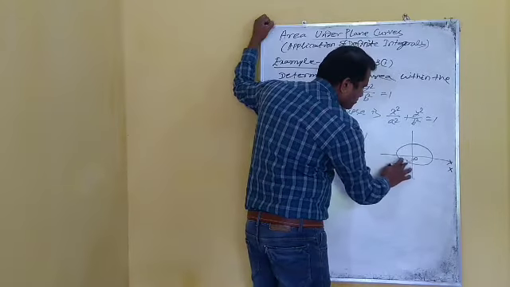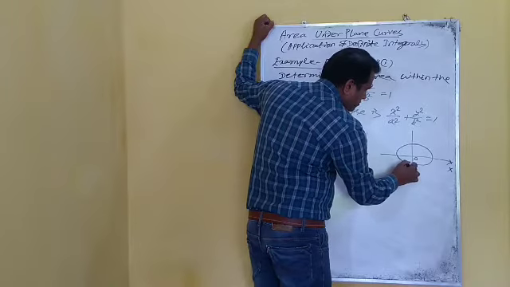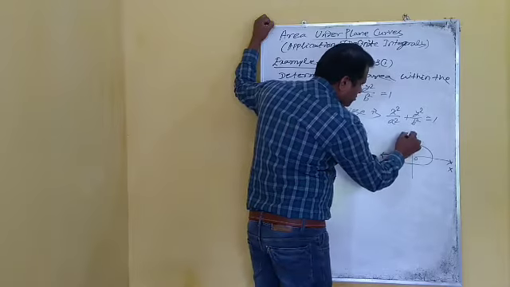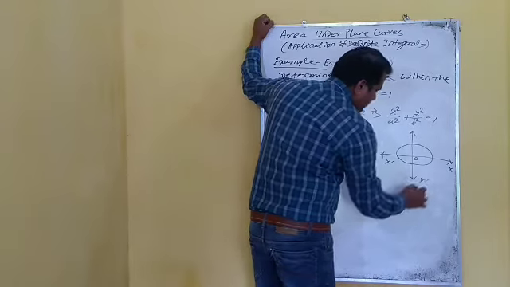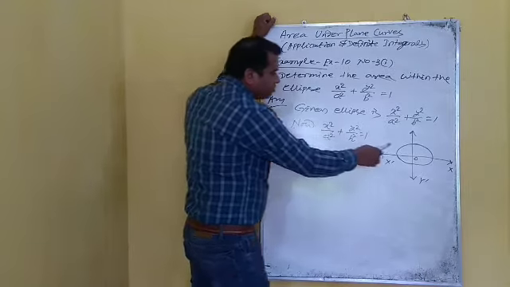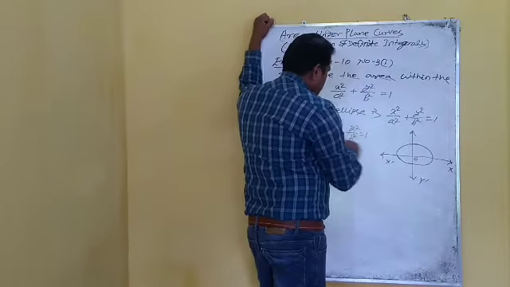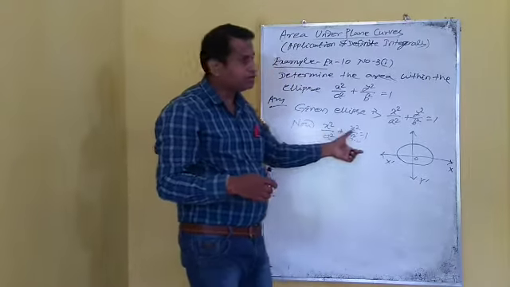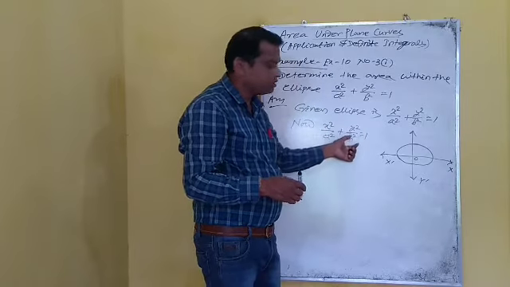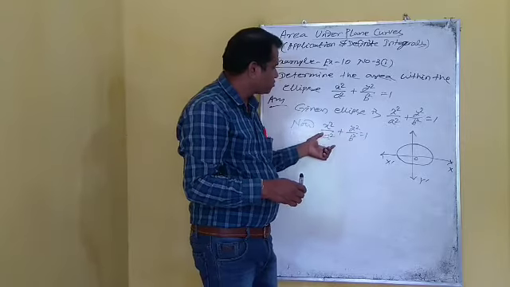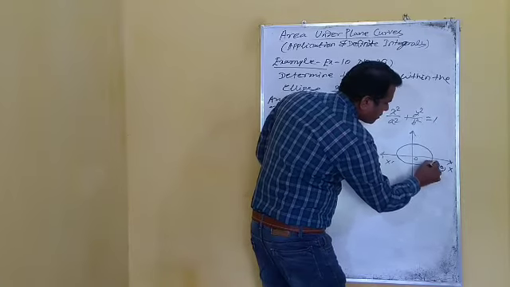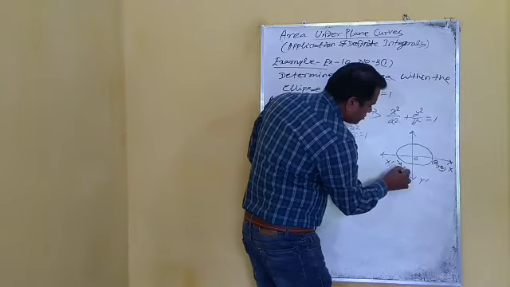Here x dash, x, y dash, y. If we put y is equal to 0, then we find the point on the x-axis. Here x square by a square is equal to 0, putting y is equal to 0. So x is equal to plus minus a. Here the points are (a, 0) and (minus a, 0).